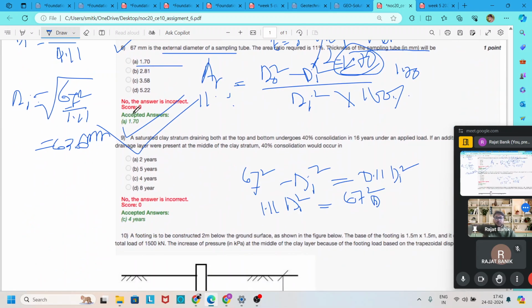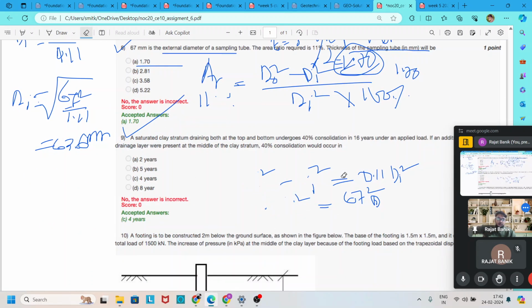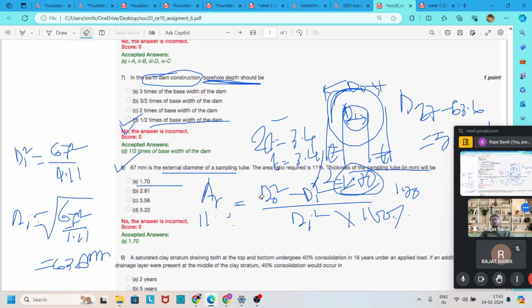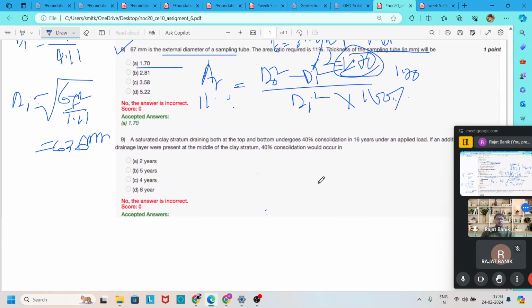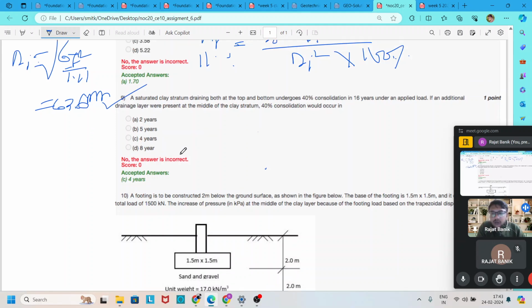Now I think it is okay for everyone. So now we move on to question number 9. I think question 8 should be understandable to everyone. It is nothing but a simple geometric calculation to find out the thickness of the sampler in mm. So now we have to solve question number 9.